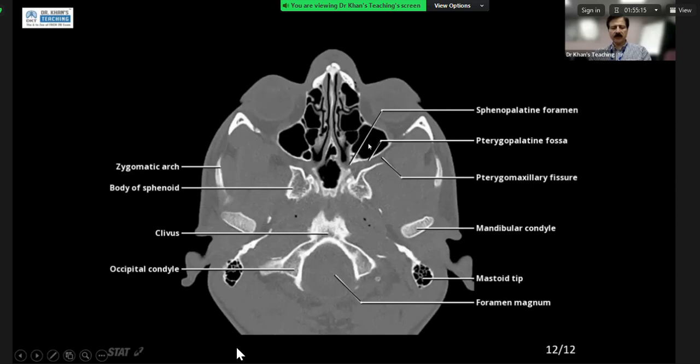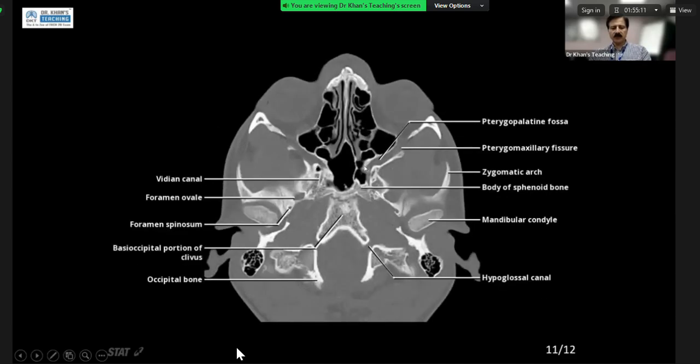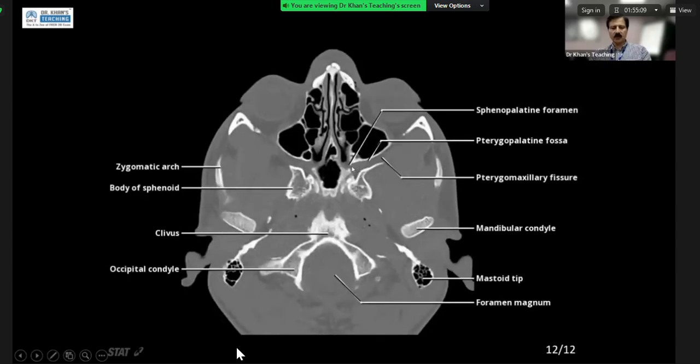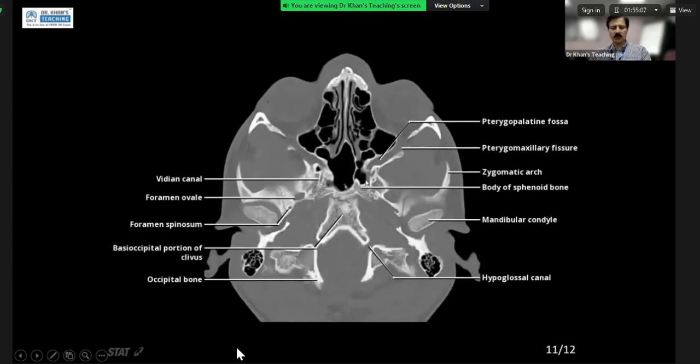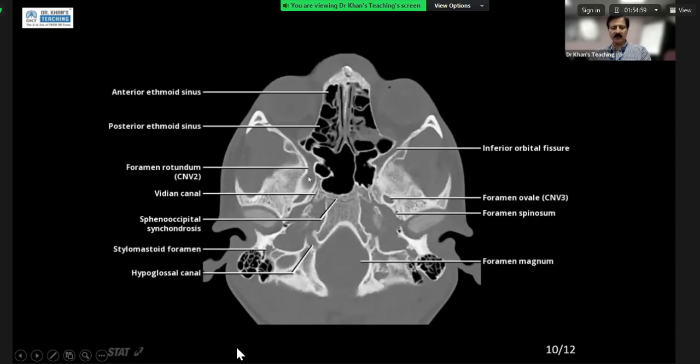Anterior to that is the maxillary sinus. So I'm going backwards now. This is the pterygopalatine fossa, and the first connection with the intracranial cavity is the Vidian canal. And then the second connection is the foramen rotundum here. So we will revisit this.